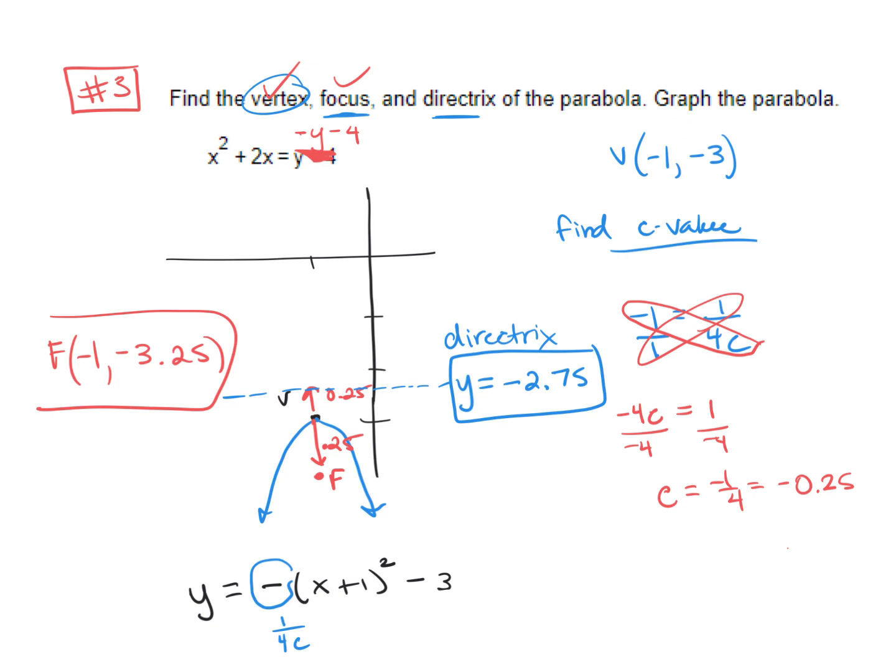Now, it says graph the parabola. Well, I did a sketch right here. I think that's good enough. But that's how you guys will solve a problem like this. You have to complete the square to get your equation to look like this. You identify the vertex. Once you have the vertex, we have to figure out our C value so that we know how far either above or below, if it's a vertical parabola, or how far to the right or to the left, if it's a horizontal parabola, the focus and directrix are. All right, I hope that helped out. That's how you would solve a problem like number 3.